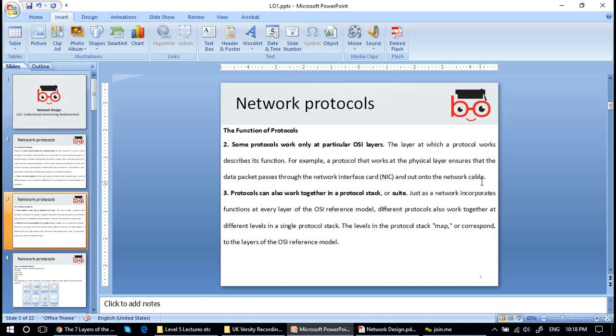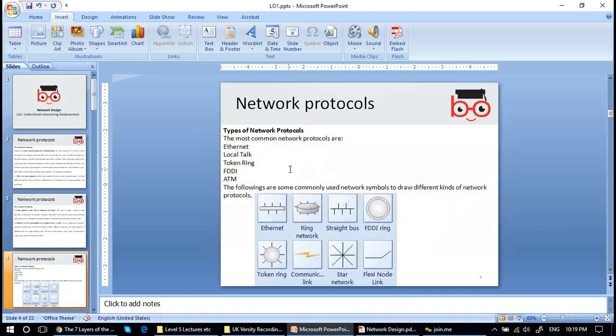So make sure you consider that any layer which is used will have its particular usage, and protocols can also work together in a protocol stack. The protocol stack works like this: for a particular kind of transmission, the group of protocol layers makes up a stack.